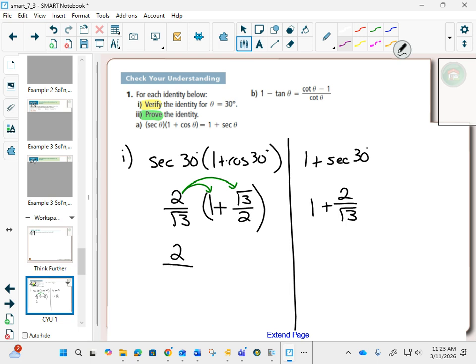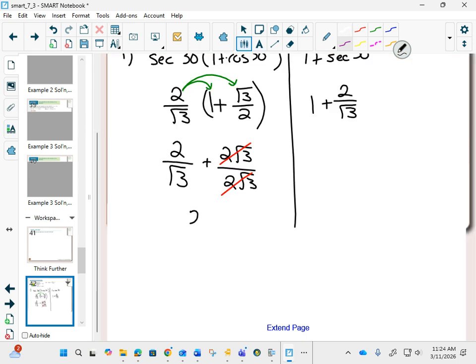And I would get 2 over root 3 and multiply the tops, multiply the bottoms. Might notice, hey, those are exactly identical. So this will be 2 over root 3 plus 1. My left side and my right side are the same. And you're done. So verify question, plug in the number, and see if they're the same.